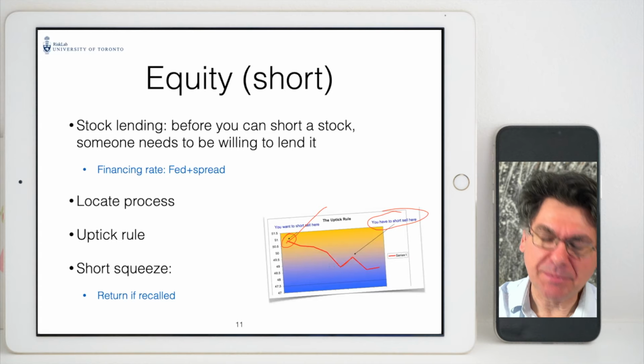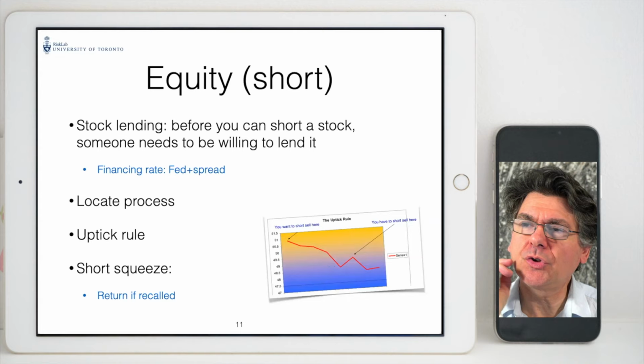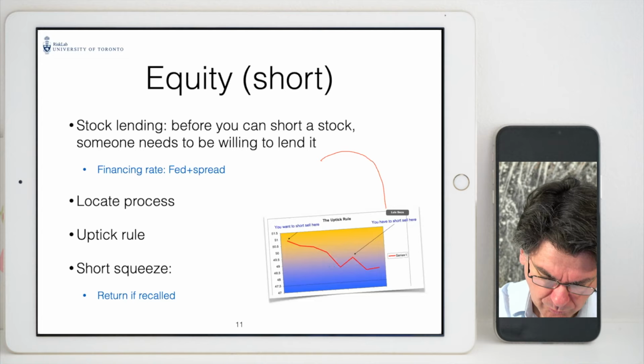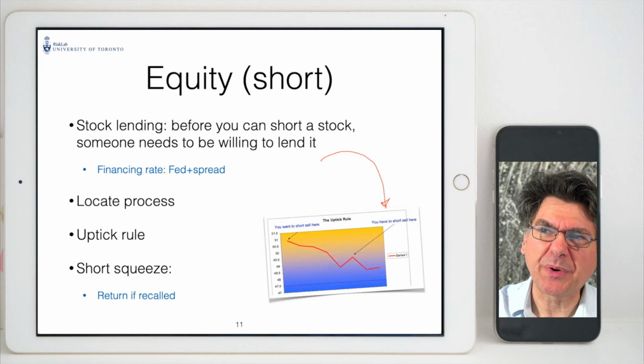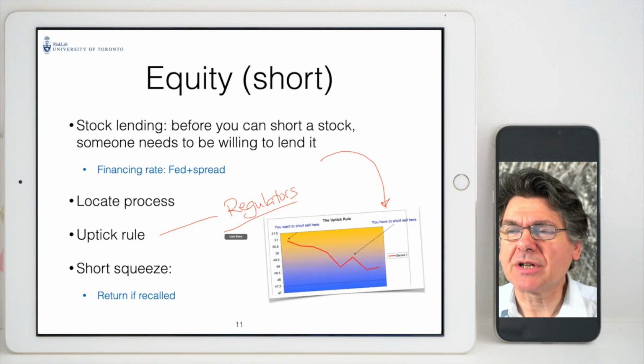Why was this rule in place? Well, this rule was in place because without it, in principle, you could manipulate the stock price. If you have a lot of money, you can short sell the stock and drive its price down almost to zero. Okay, and this is something that was done by the regulators to prevent it. In 2008, it was considered that this was no longer needed and it was removed.